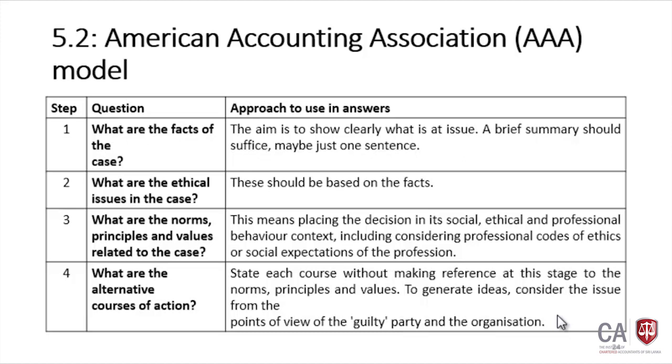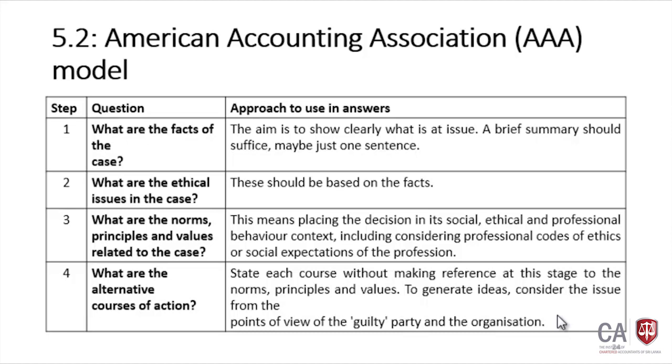Number 3, what are the norms, principles and values related to the case? Now, in relation to the matter we are concerned with, we look at what are the applicable norms, principles and values related to the case. For example, as a professional accountant, you have learned certain ethical principles an accountant must adhere to. You look at that, right, and what can be applicable for the issue.